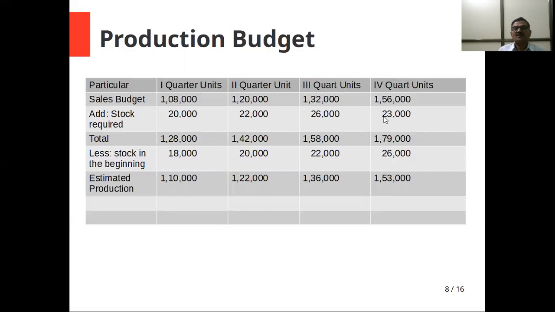1,56,000 add stock required 23,000 equals 1,79,000 less stock in the beginning. The opening stock of the third quarter becomes the closing stock for the fourth quarter, 26,000. 1,79,000 minus 26,000, the answer is 1,53,000. So the estimated production for the first quarter is 1,10,000, second quarter 1,22,000, third quarter 1,36,000, and fourth quarter 1,53,000. So this is the production budget.